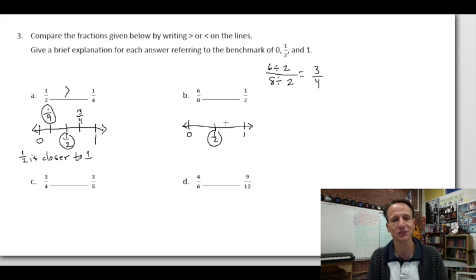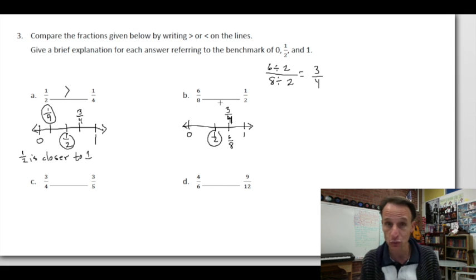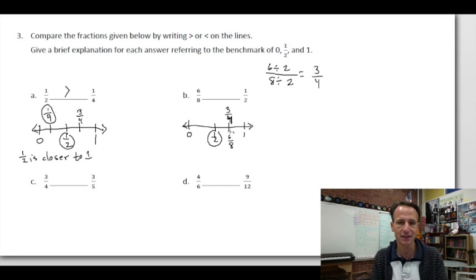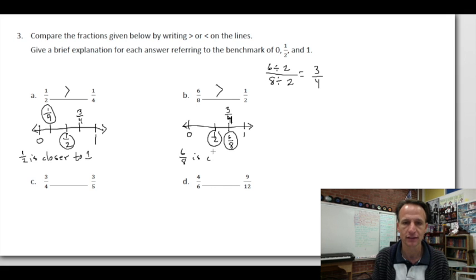3/4. We know where 3/4 is, don't we? This is 3/4, also known as 6/8. Those are equivalent fractions. You see how we're using our knowledge of equivalent fractions here? Isn't it a beautiful day when you use what you learned? Great, so 6/8 then, here it is. It's closer to 1, so it's greater than 1/2. So we can simply say here 6/8 is closer to 1.